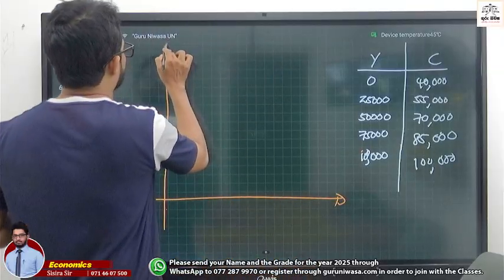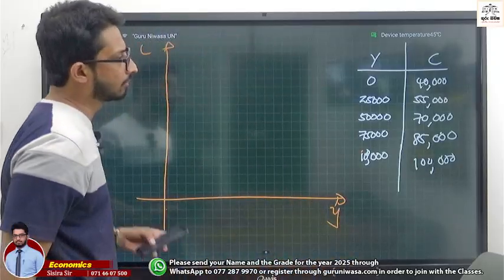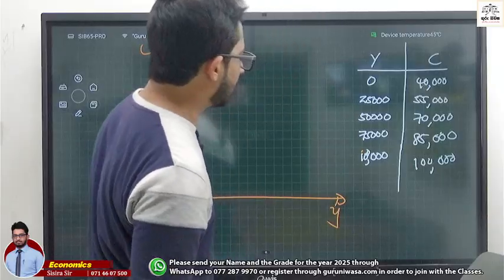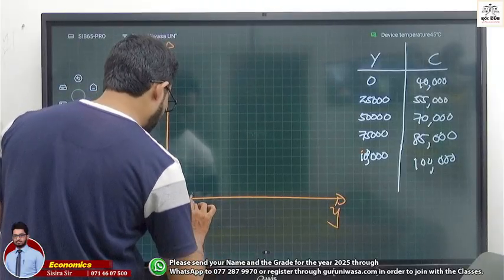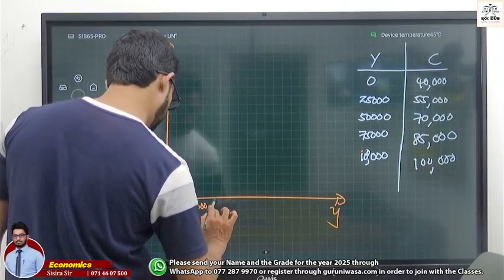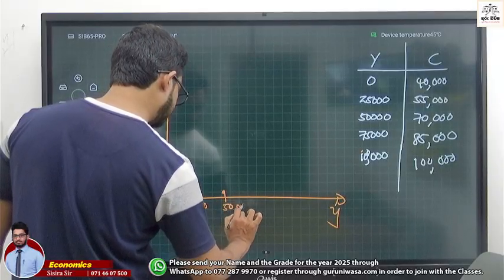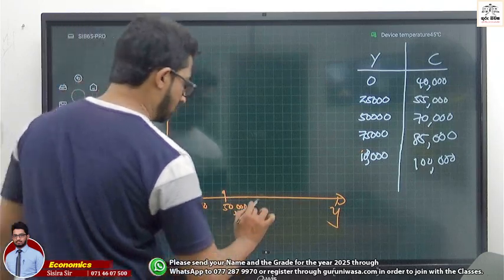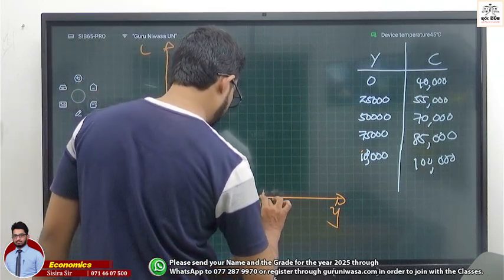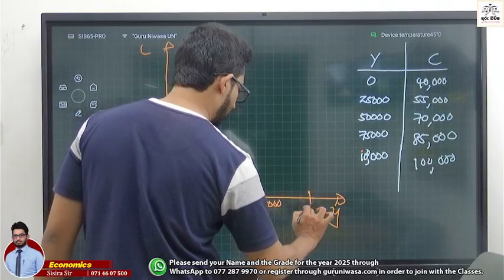Here consumption, here Y. 25,000, 50,000, then 75,000. The distance should be equal. 75,000 and 100,000.